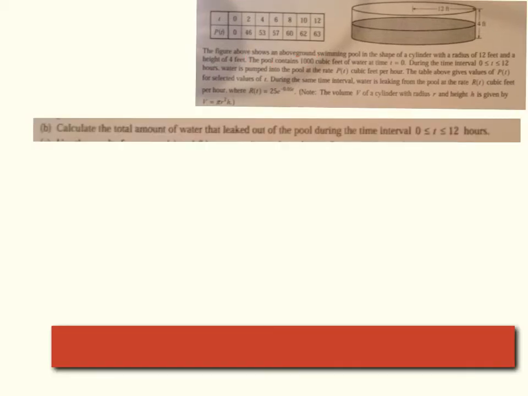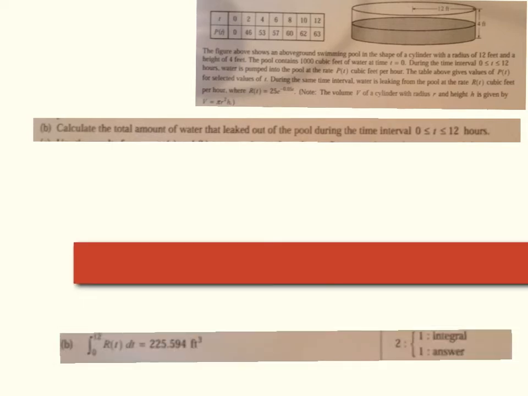For part B, calculate the total amount of water leaked out of the pool during the time interval 0 to 12. To figure out how much has leaked out of the pool, you just use that simple R of t function and take an integral from 0 to 12 of R of t. That'll give you your total answer right here, which is 225.594. So the integral would be 1 point. Integral, meaning it has to have the 0 to 12, the correct limits, and has to use the correct function, R of t, which is this 25e function. And then the answer, of course, is 225.594 cubic feet.